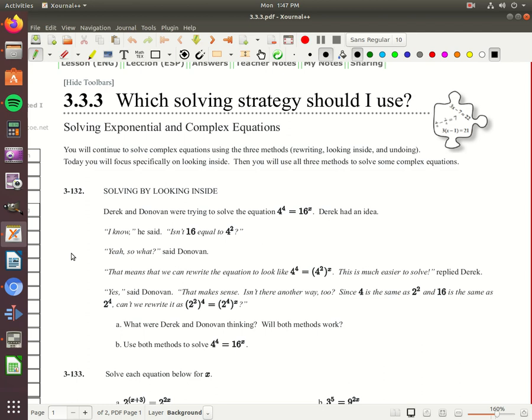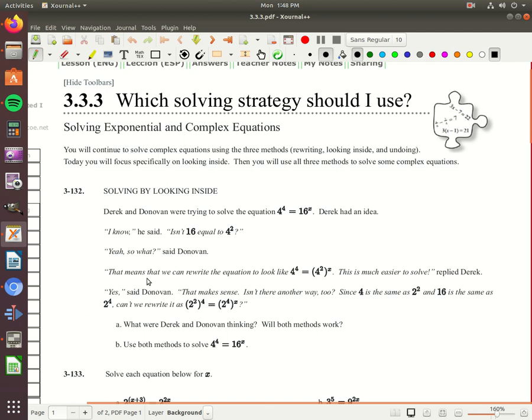Just kind of finishes up the solving of equations. So, solving by looking inside. Derek and Donovan were trying to solve the equation 4 to the fourth equals 16 to the x. Derek had an idea. He said, I know 16, isn't 16 equal to 4 squared?